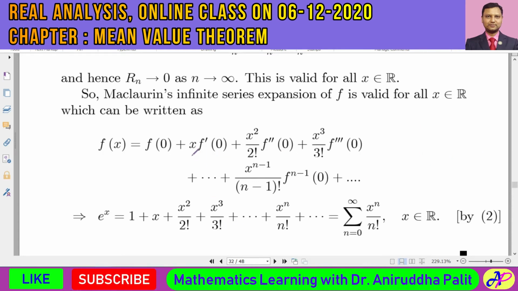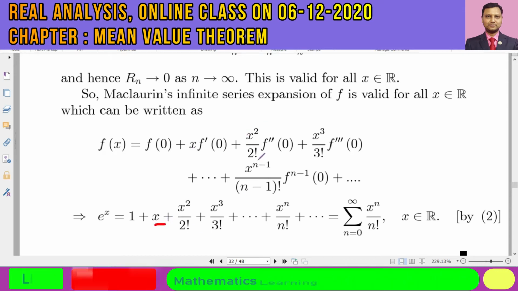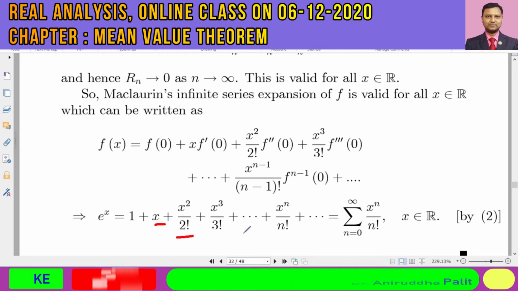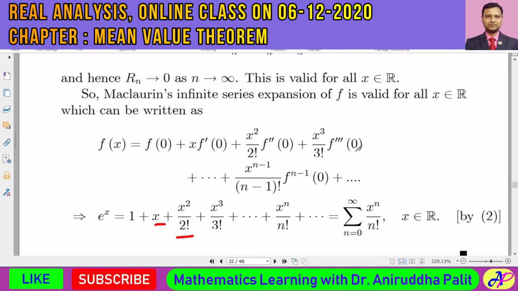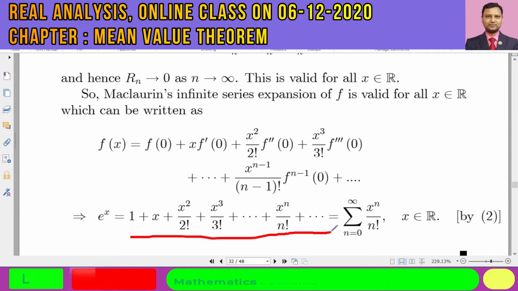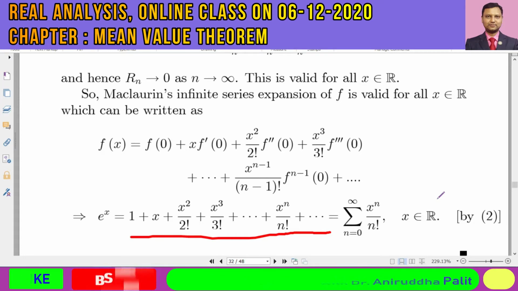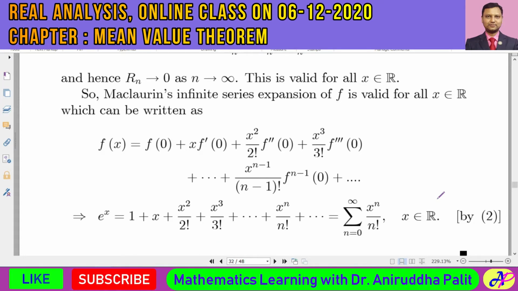So what we have as the result is that f dash 0 is equal to 1, so x into 1 is equal to x. Similarly, x square by factorial of 2 multiplied by 1 is x square by factorial of 2. Similarly, x cube by factorial of 3 multiplied by 1 is x cube by factorial of 3. And in this way we get the total expansion that you probably got in your class 11 or class 12 level.